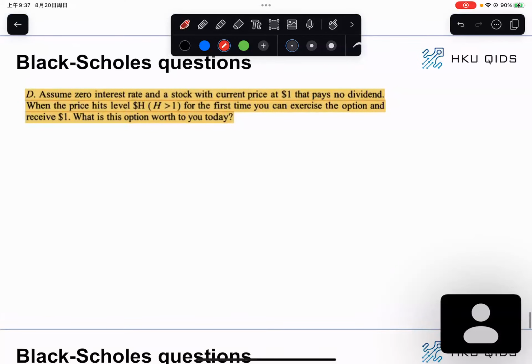So the first question is that assume 0 interest rate and a stock with current price at 1 that pays no dividend, good, which fits the Black-Scholes model assumption. Okay. And when the price hits level H, where H is larger than 1, for the first time, I can exercise the option and receive $1. And what is the option worth to you today? And please remember there is 0 interest rate.